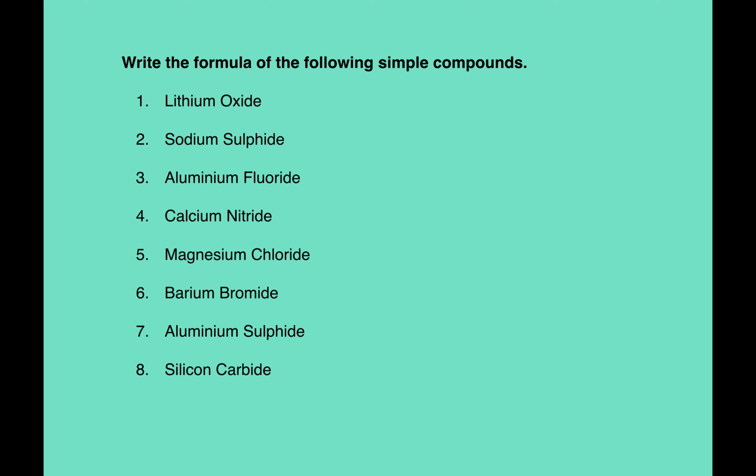Okay, there's a list of formulae that you should try to write using the previous methods, either valency or charges. You should be able to write the formulae of those compounds. Lithium oxide we've just done, so that's a revision for you. Sodium sulfide: Na+, S2-, or sodium's got a valency of 1, sulfur's got a valency of 2. You can use either method to get to your answer. Have a go at those questions.